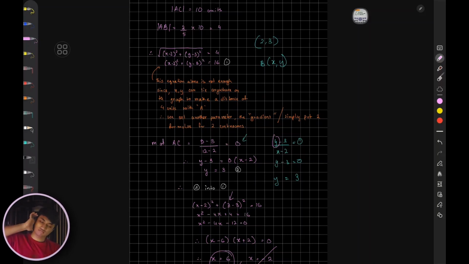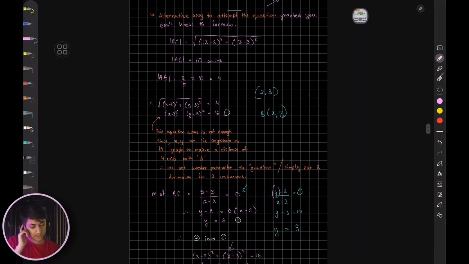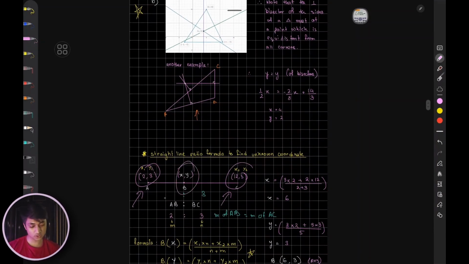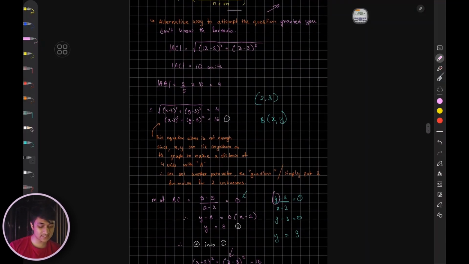So there is almost always an alternative method. If you don't remember the shortcut or the formula, you can form different equations using the information that you have to get to your answer, which is finding the coordinates of B in this case, right? I hope I could simplify everything. And if you don't understand this, try it out yourself. Take another example and use the distance formula and the gradient formula to find your coordinate in between, right?